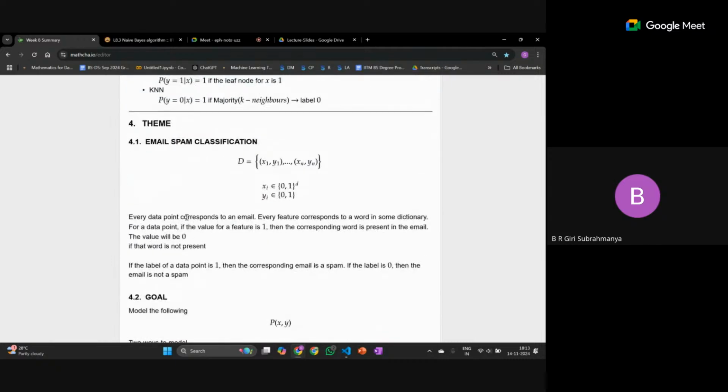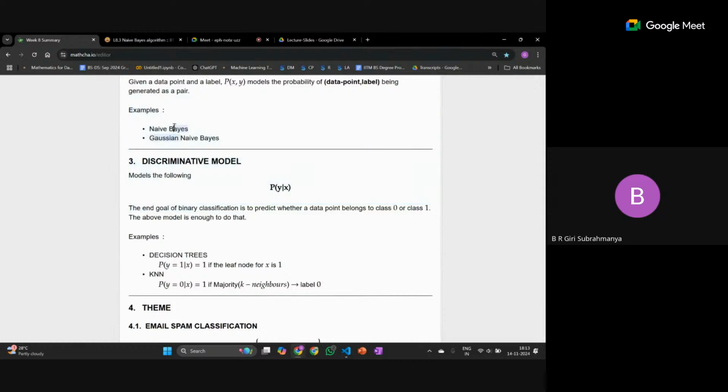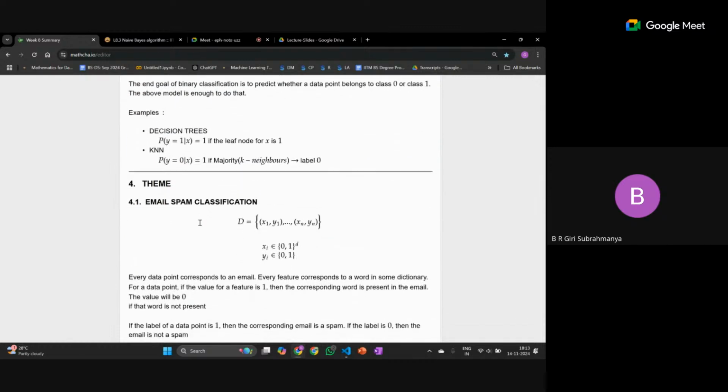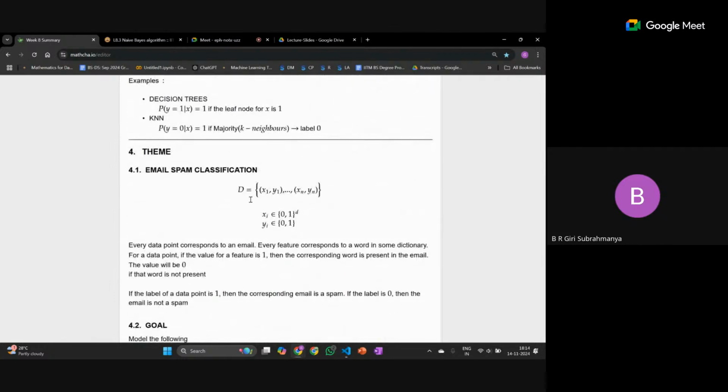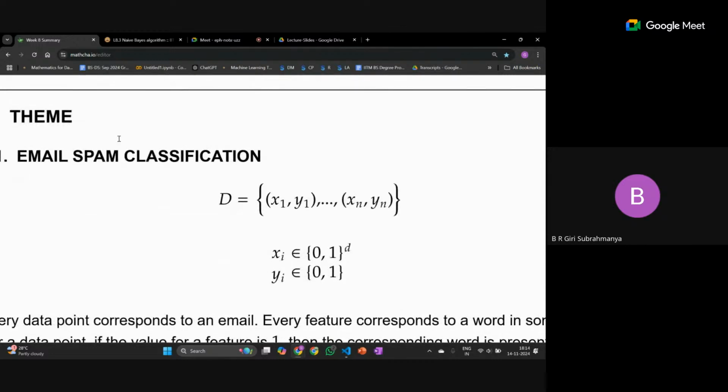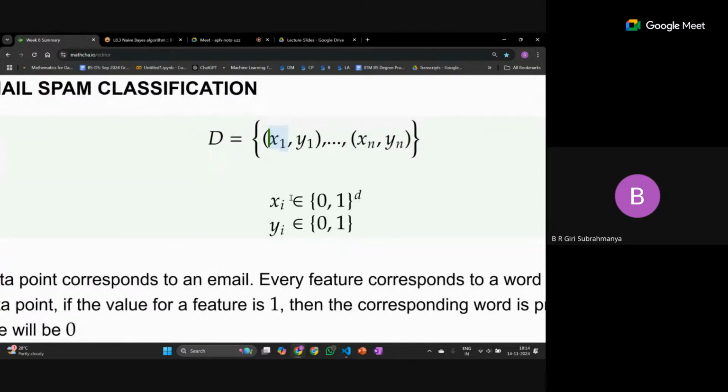Now, before going to these algorithms, what we will first do is take an example, and the way we'll develop these things is through this example. Basically we are going to look at an email spam classification problem. Every data point is an email, and the label says whether it's a spam or not. So xi corresponds to an email, and this is the training data. Now if you look at xi, the data point itself, every feature is a binary feature.